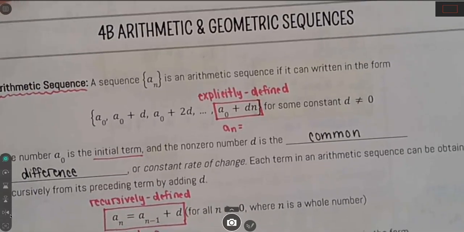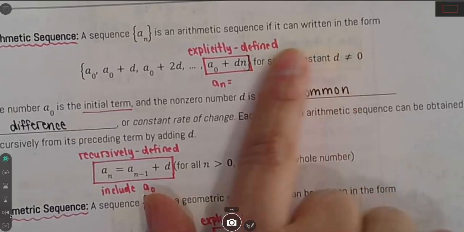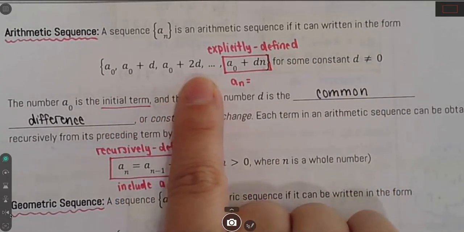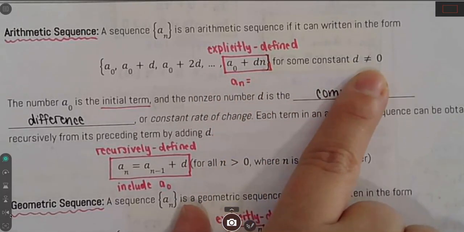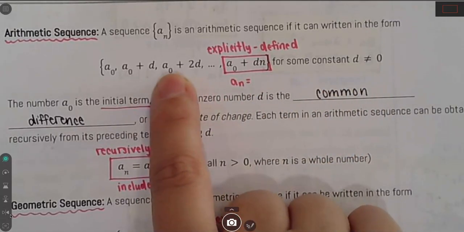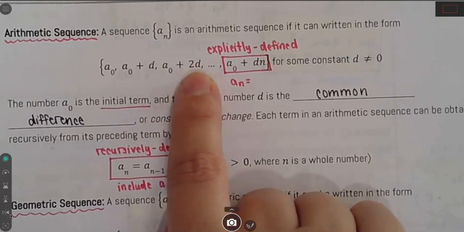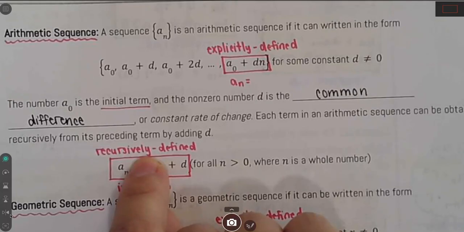A sequence a sub n is an arithmetic sequence if it can be written in the form a naught, a naught plus d, a naught plus 2d, dot dot dot, a naught plus nd, for some constant d not equal to 0. So what's going on here is each term of the sequence, you're adding the same thing. You're adding it once here, you're adding it twice here, and so on. So like 2, 4, 6, 8, 10, 12, because you're adding 2 every time, that would be an arithmetic sequence.